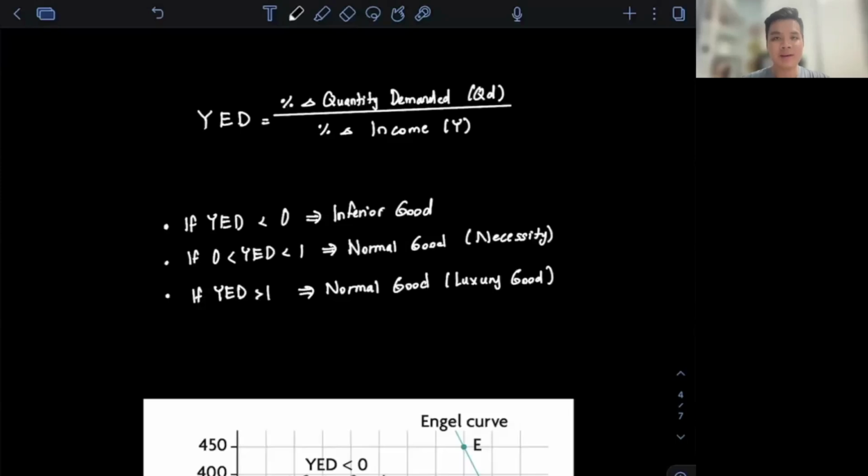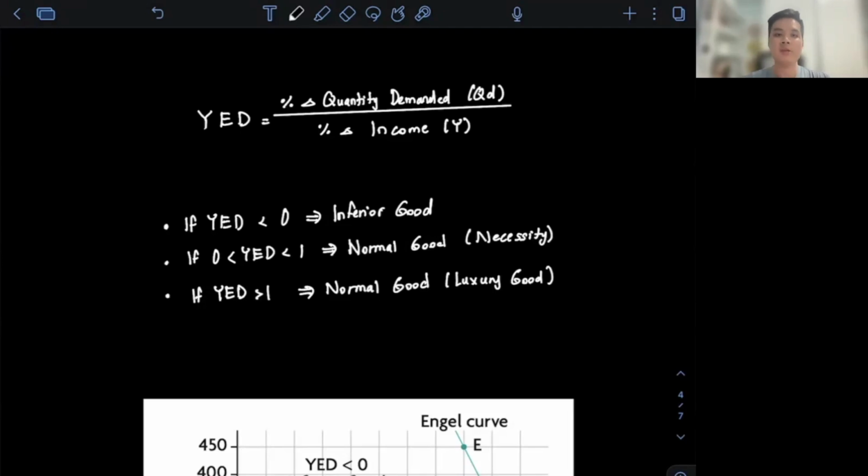Hey friends, income elasticity of demand, YED, measures the responsiveness of quantity demanded of a good to changes in income. And this is a bit different from our earlier definition of PED, whereby we track the changes in quantity demanded to changes in price. So imagine this.